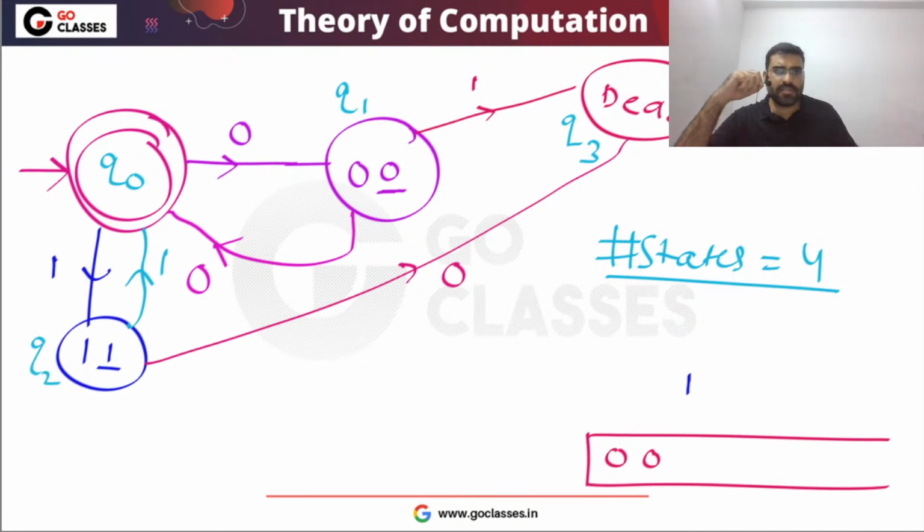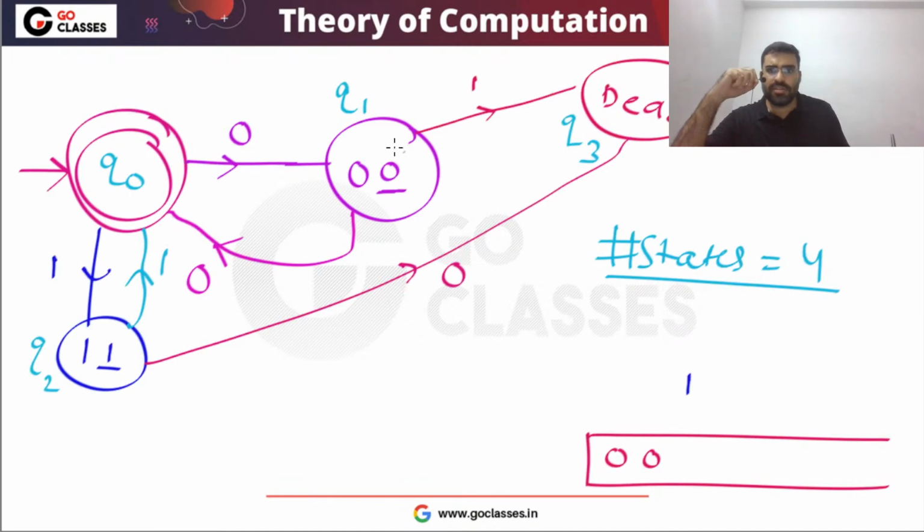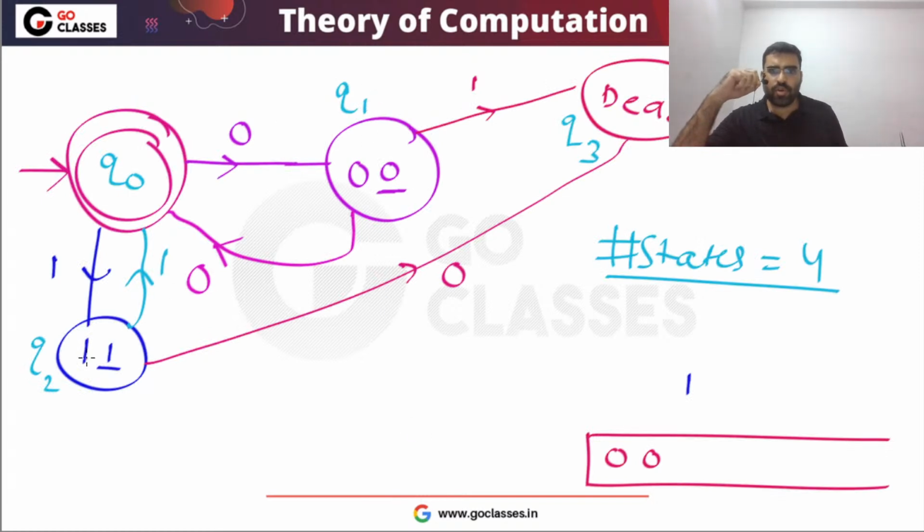So I can say q1 is not equivalent to q3, and they are distinguishable by 0, because q1 on 0 goes to the final state and q3 on 0 goes to a non-final state. Correct? And what about q1 comma q2?